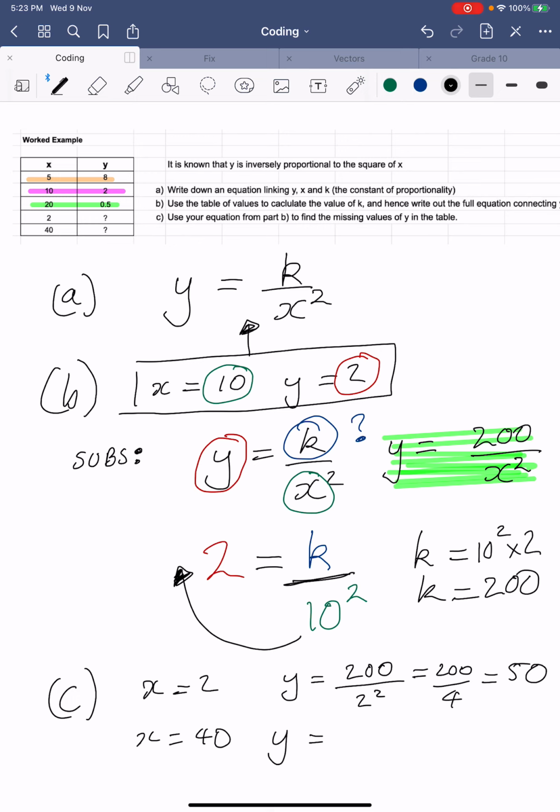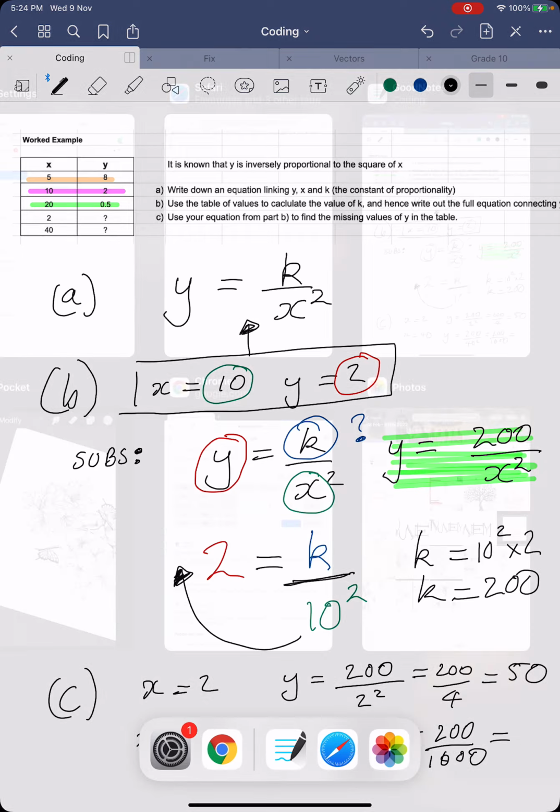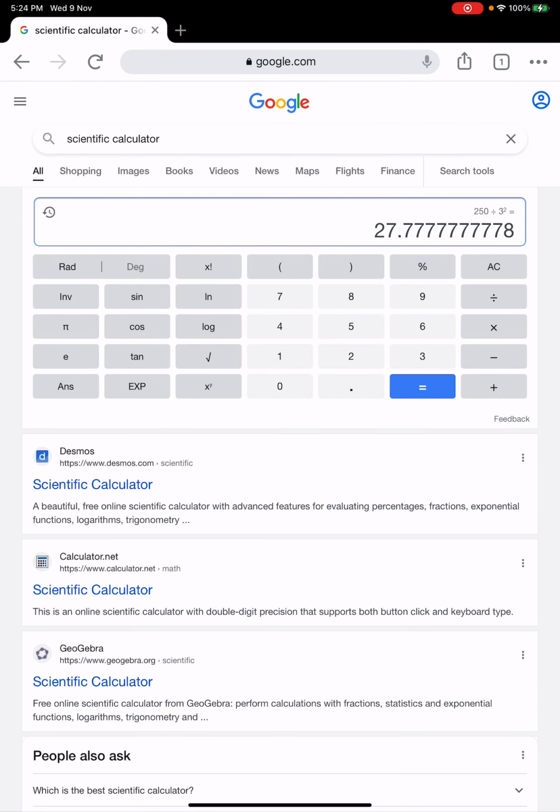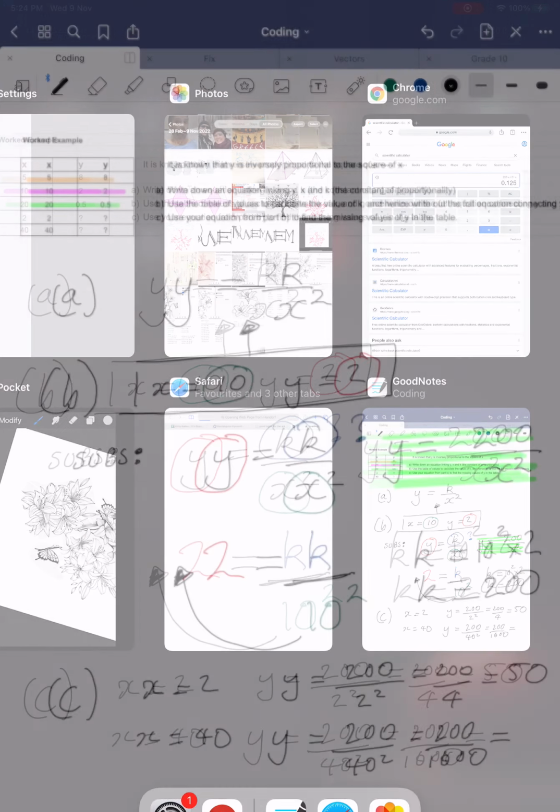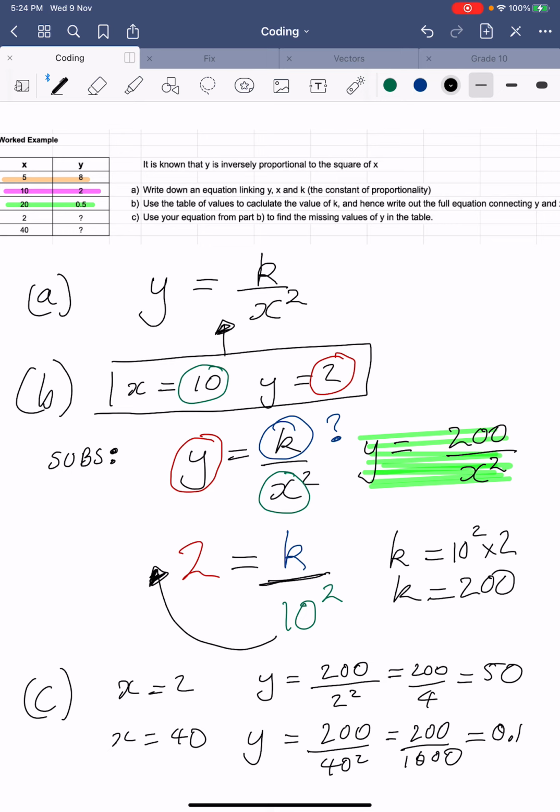And the bottom one, y equals 200 divided by 40 squared. Again, a calculator is fine. This should be 200 divided by 1600. And again, what I'm going to do is show you how to do that all in one go on the calculator. So if I just flick out to the calculator here, let me just clear that. So 200 divided by 40 to the power of 2 equals 0.125. And it's fine to put your answer as a decimal, 0.125, okay?